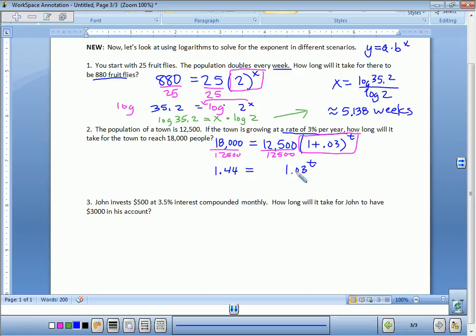Okay, so now I'm left with a base raised to an exponent equals an answer part. So once I get it in this form, I can take the log of both sides. And when I do, that exponent comes out in front. So to solve, I would have log of 1.44 divided by log of 1.03 is exactly equal to my time. And now I'm going to approximate.